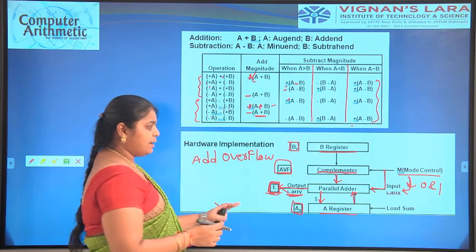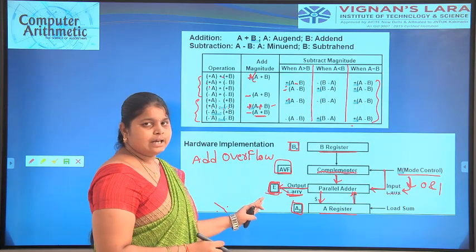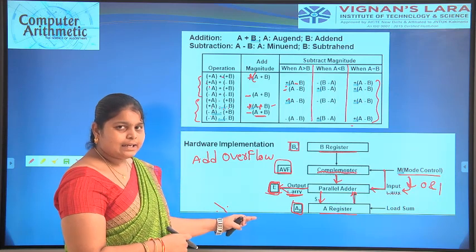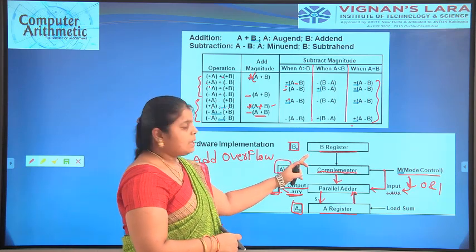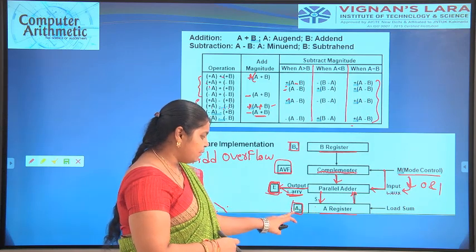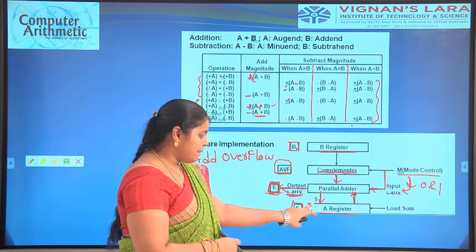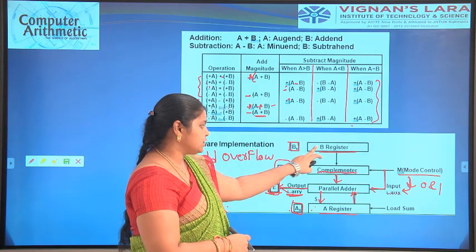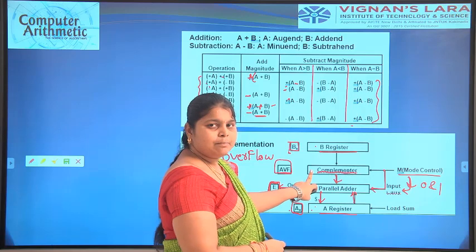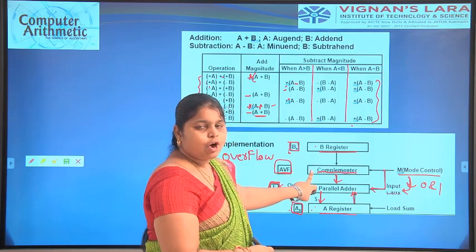This is the hardware implementation used for the addition and subtraction operations of computer arithmetic. Here we have two registers, the B register and the A register. The data of the A register is placed in AS and the data of the B register is placed in BS, and the complement operation can be used for the subtraction operation.